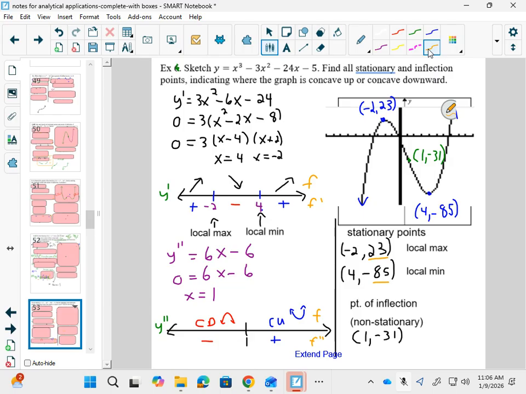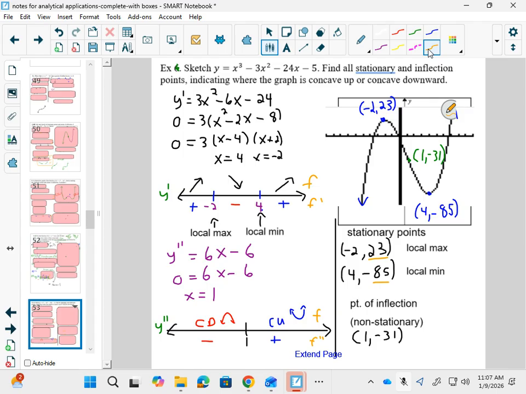So again, we have to know which equation we're plugging into. The sign diagram, you're plugging into your derivative. For the actual points, you're plugging into your original equation. Then our second derivative, set it equal to 0, we get 1. Concave up and concave down.